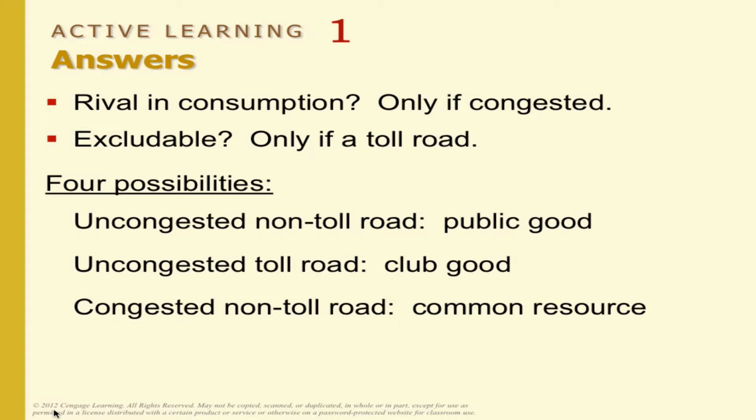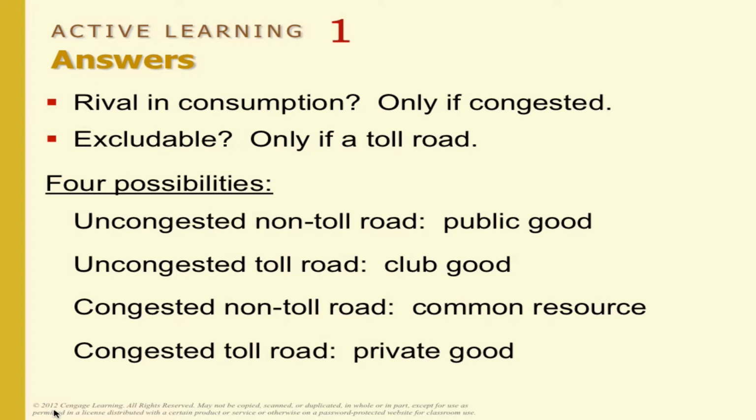Okay, if you have a congested non-toll road, 84th Street at 7:45, it's a common resource. I-80 at 4:45, 5:15. And a congested toll road would be a private good. Because you paying to put your car on this road is slowing me down. That's rival in consumption, and it's excludable. So those are the tests you have to apply. Trust me, you will need to do that on the quiz.